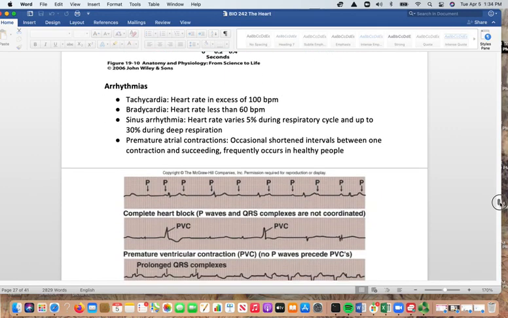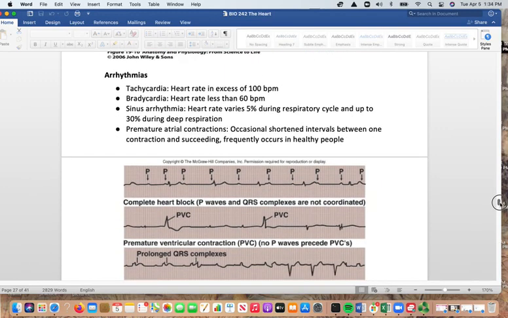So arrhythmias are abnormal heart rhythms. Tachycardia is when the heart rate is too fast. It would be in excess of 100 beats per minute for a resting heart rate. It is normal to have your heart rate be above 100 beats per minute with activity.